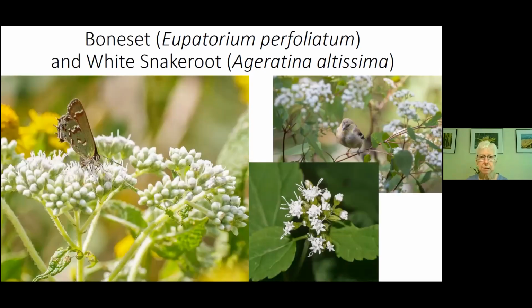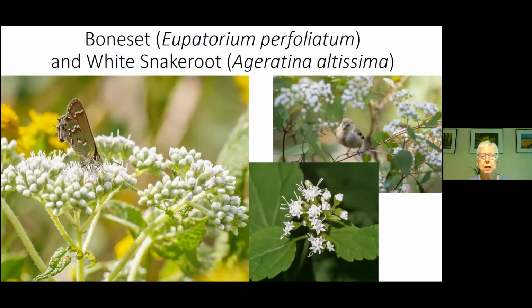The bone sets, there are several species. Common bone set, Eupatorium perfoliatum, has leaves that meet at the middle of the stem, and it actually appears that the stem is growing through the leaves. So perfoliatum is describing that characteristic of the foliage. This plant actually has medicinal uses. It's thought to be able to treat dengue fever and other diseases as well.